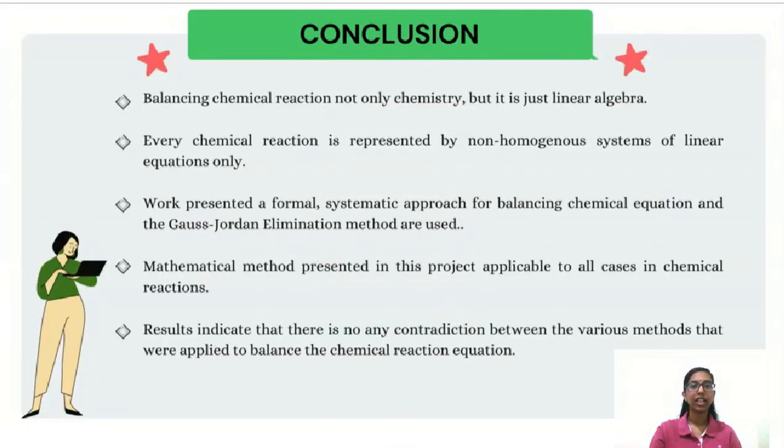In conclusion, balancing a chemical reaction is not chemistry, but it is just linear algebra. This study investigates that every chemical reaction is represented by non-homogeneous systems of linear equations only. This work presented a formal systematic approach for balancing chemical equations, and the Gauss-Jordan elimination method is used. The mathematical method presented in this project is applicable to all cases in chemical reactions.